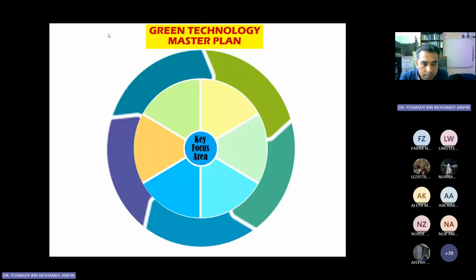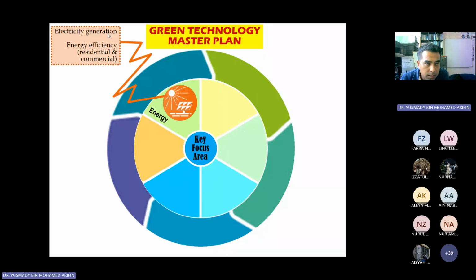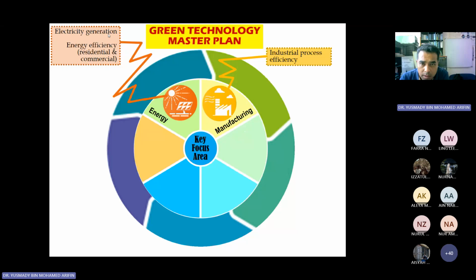So key focus area ada 6. There are 6 key focus area. Energy, involved with electricity generation, energy efficient for residential and also commercial. Number 2, involved with the manufacturing, including the industrial process efficiency. So this plan try to make whatever process in different sector more efficient in terms of the process, the energy usage, energy supply, and so on.